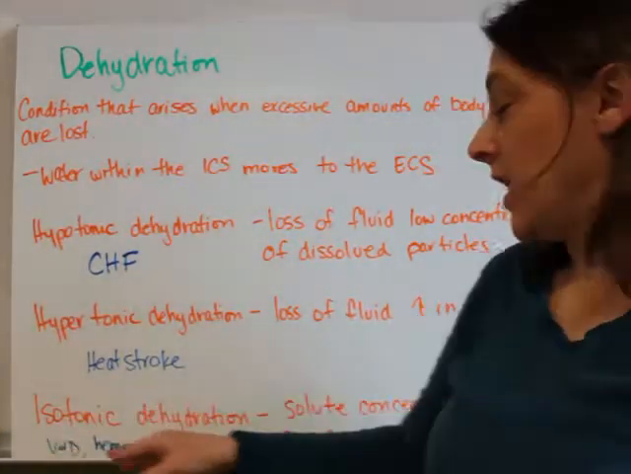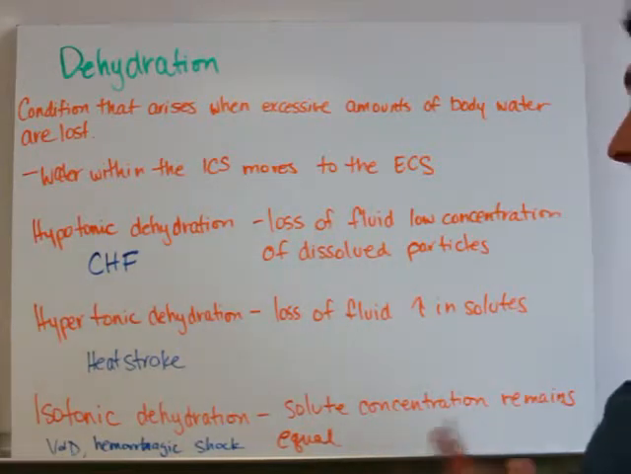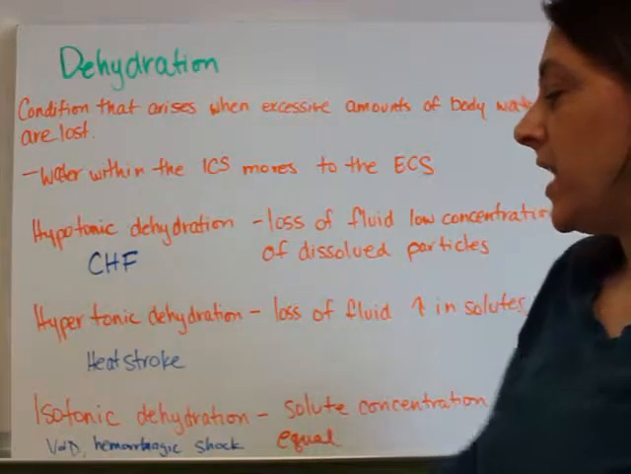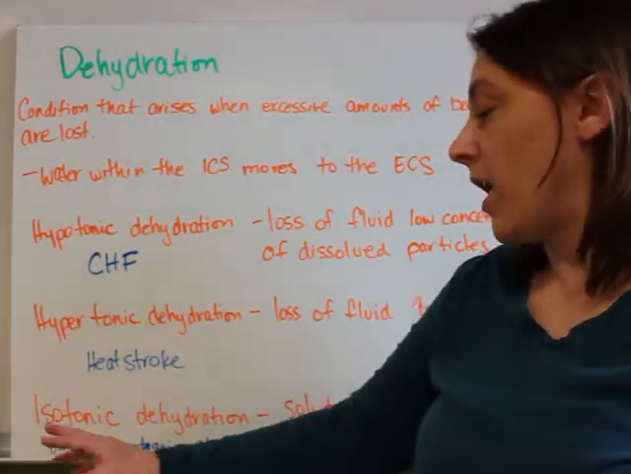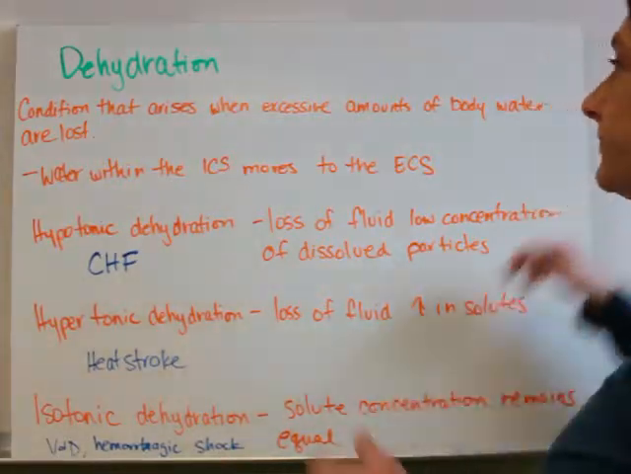And then isotonic dehydration, this is when the solute concentration remains equal. So they lose equal amounts through both spaces. And we see this a lot of times in vomiting and diarrhea. You could also see this with hemorrhagic shock.